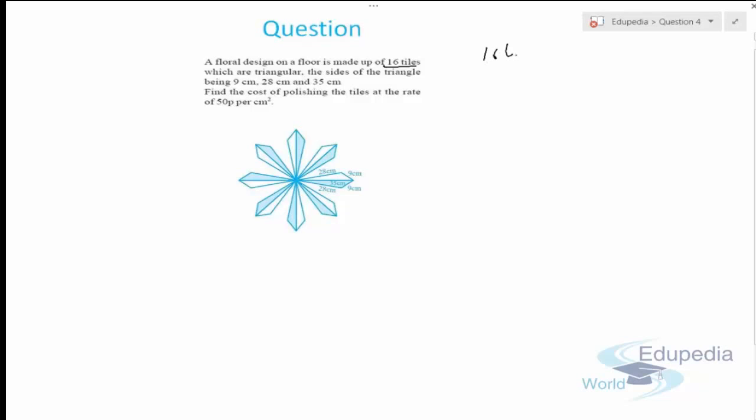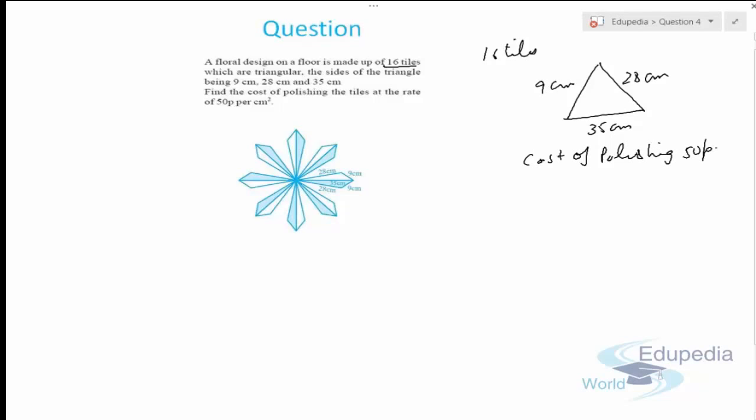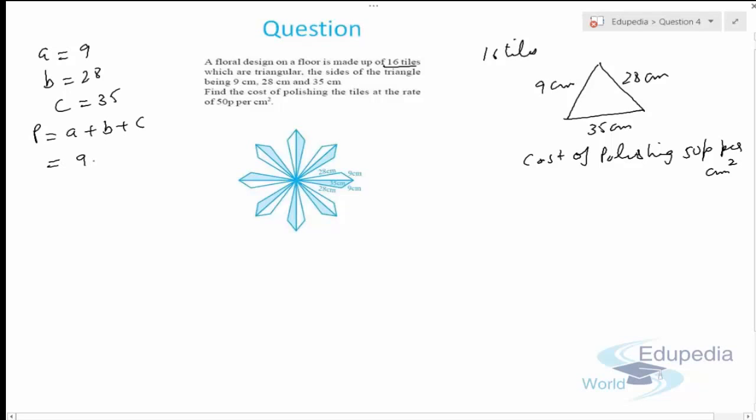First we have 16 tiles and each triangle has sides. Let's say this is 35 centimeter, this is 28 centimeter, and this is 9 centimeter, and the cost of polishing is given at 50 paisa per centimeter square, right? So first we need to find the area for one triangle. Let's say A is 9, B is 28, and C is 35. So perimeter will be equals to A plus B plus C, so it will be 9 plus 28 plus 35.